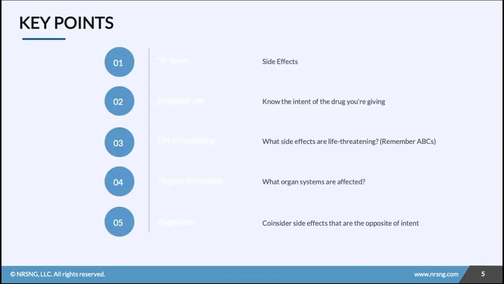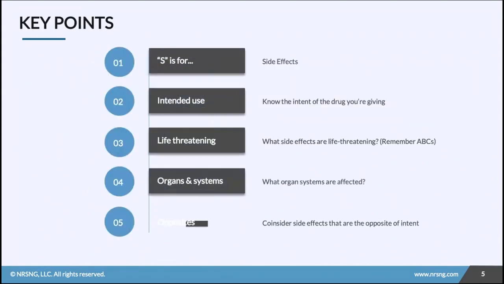So we talk about side effects. I want you to understand that the S stands for side effect. We must understand there's an intended use for the drug that I'm giving. What is that intended use? Then I want you to focus on your life-threatening side effects. Remember your ABCs, and then focus on your organ systems, especially your major three, your cardiac, respiratory, neuro. How does this medication affect those organ systems? And then focus on side effects that have the opposite effect of what I'm trying to do.